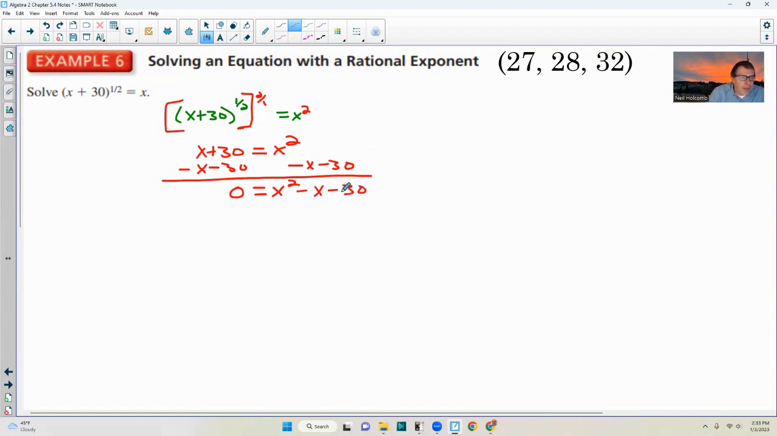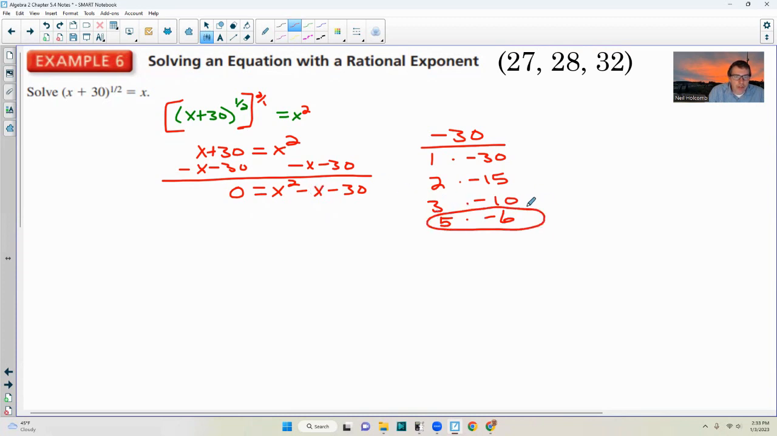I have a negative constant. So I want factors of negative 30 that add up to a negative. So I want a positive times a negative, 1 times negative 30. And the bigger number has got to be negative for the middle term to be negative. So 1 times 30, 2 times negative 15, 3 times negative 10, and 5 times negative 6. Those are all the factors of 30 that would give us a negative in the middle term. And I want negative 1. So obviously it's 5 and negative 6.